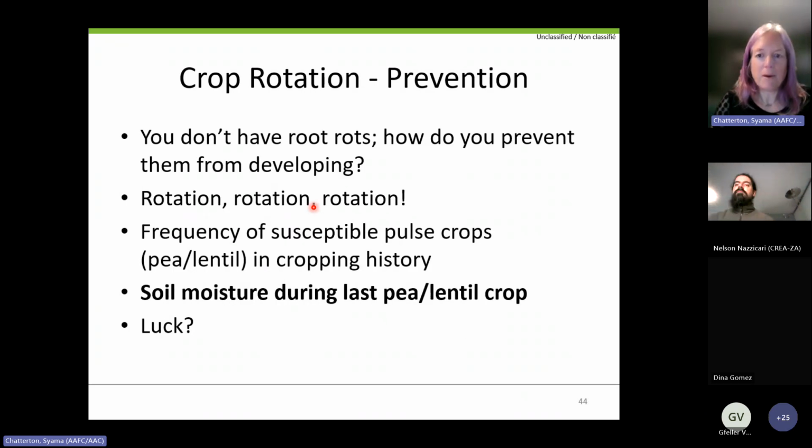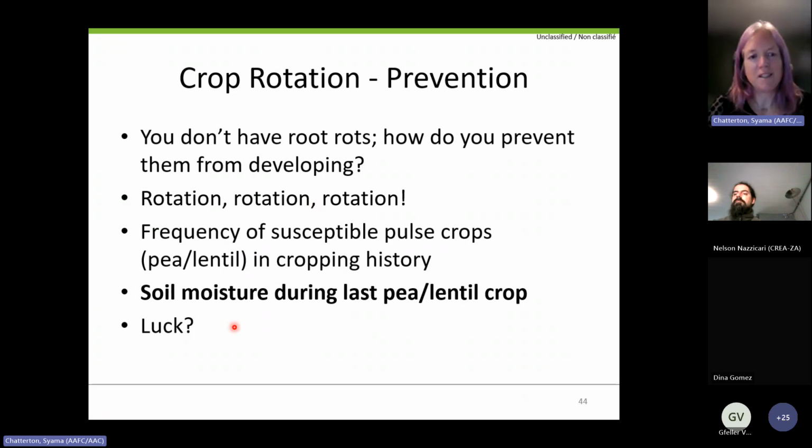Okay, the one thing that we know does work is crop rotation. And crop rotation works in 2 different ways, both for prevention and avoidance. So I'm going to try to touch on both of those in the little bit of time I have left. So this is the mantra of every pathologist: rotation, rotation, rotation.